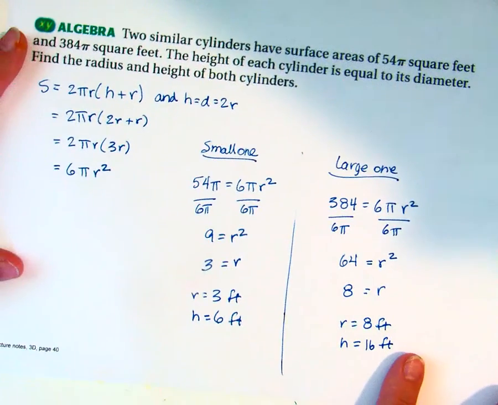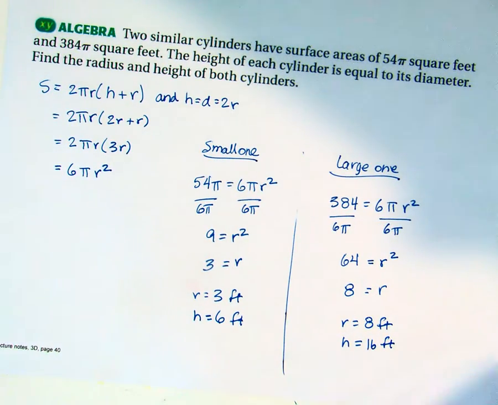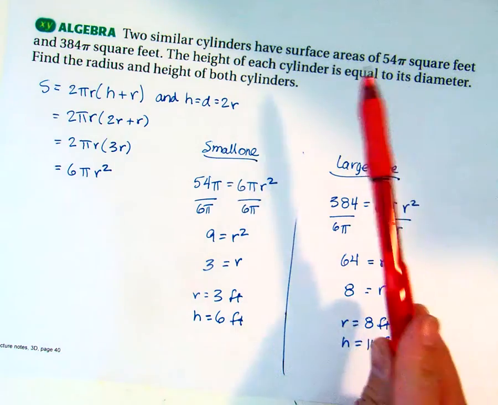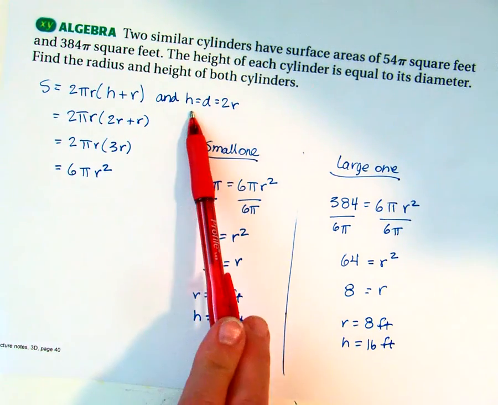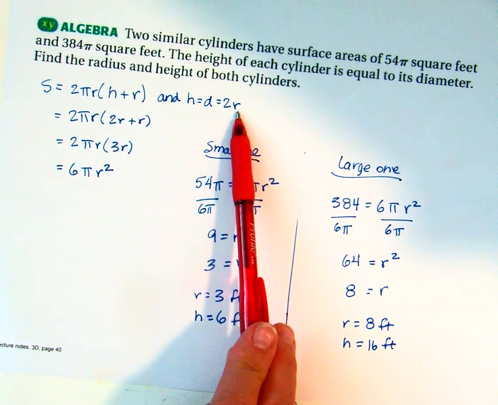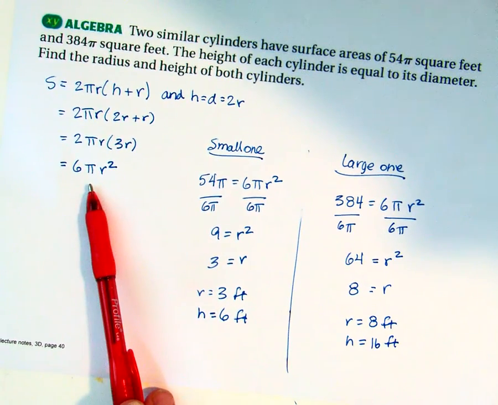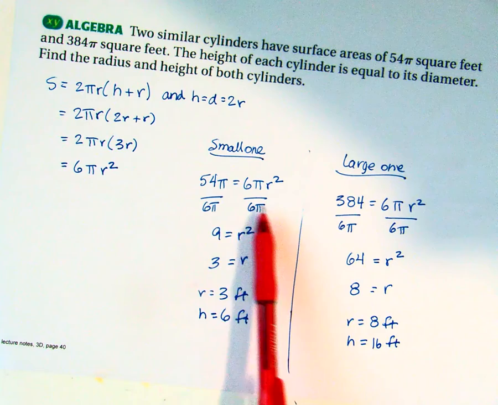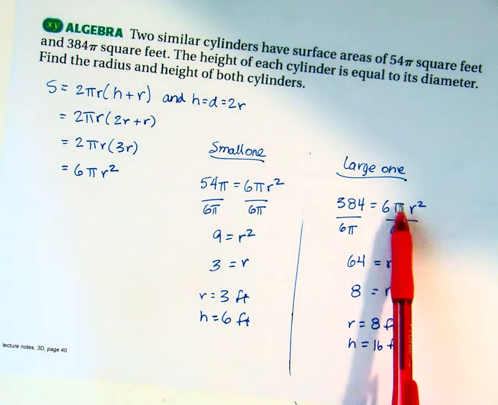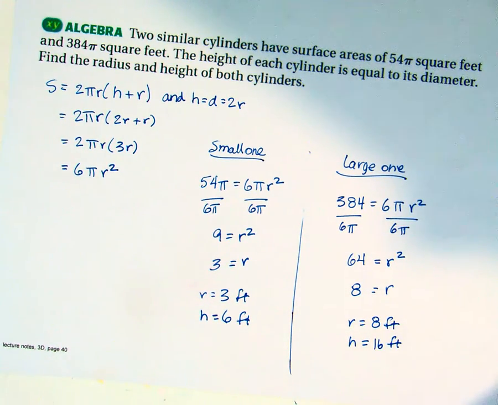Okay, here's how I worked it out. I noticed that height equals diameter, and diameter equals 2 times the radius. Then I simplified the surface area formula, put it equal to what the surface area is for each one, and found out the dimensions.